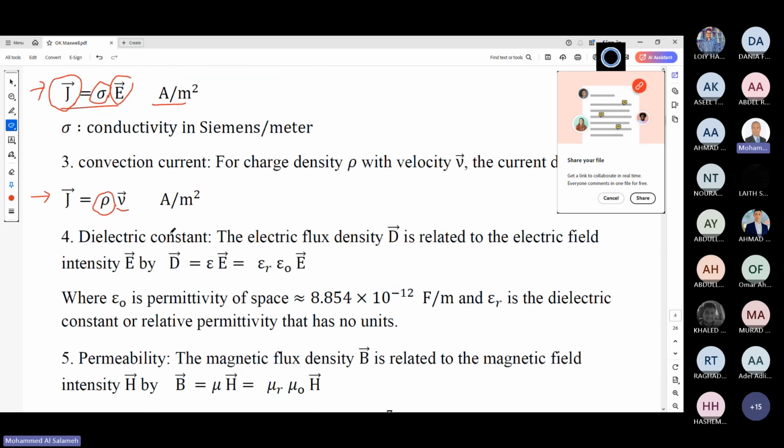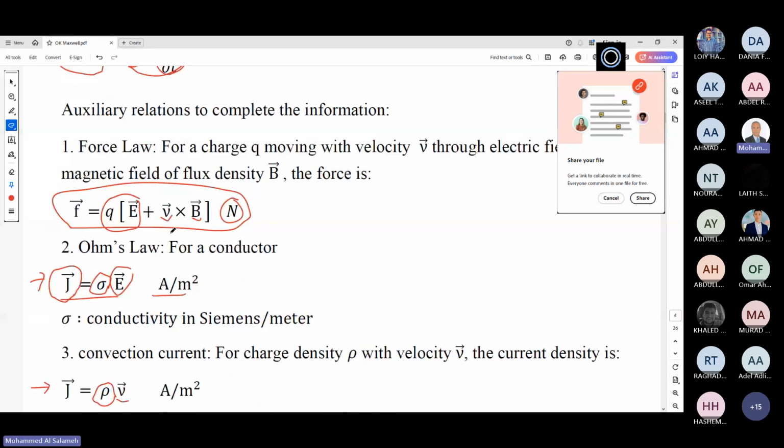Now, those are all called auxiliary relations. Auxiliary relations means additional or helping relations.